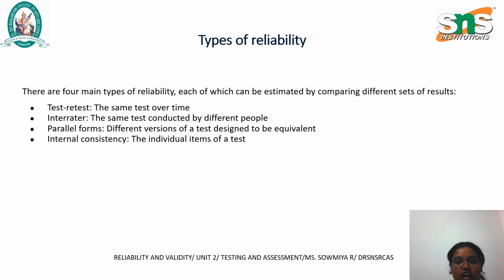The sixth one is Cronbach's alpha reliability, which comes under internal consistency. It is a statistical method for calculating internal consistency reliability. The researcher uses Cronbach's alpha to evaluate the internal consistency of a 10-item questionnaire. The results show a Cronbach's alpha coefficient of 0.85, indicating high internal consistency.